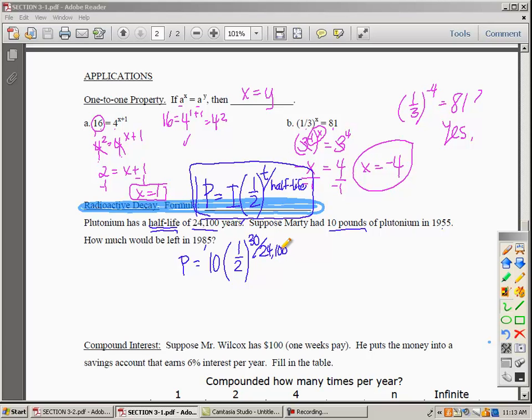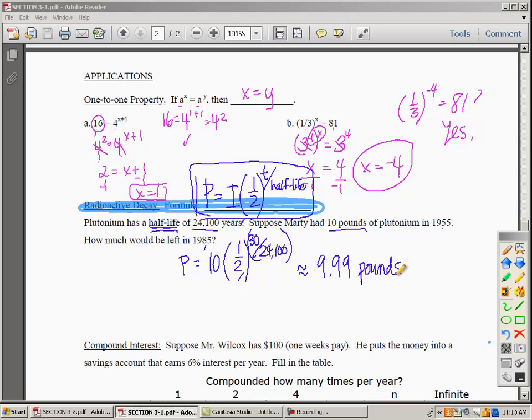Now the hard part is making our calculators do what we want them to do. So you'll take 10 times 1/2, and please make sure 30 divided by 24,100 is in parentheses. You end up getting approximately 9.99, and don't forget a label because it does have a story to go along with it, 9.99 pounds. Okay, make sure your calculator can do that as well.